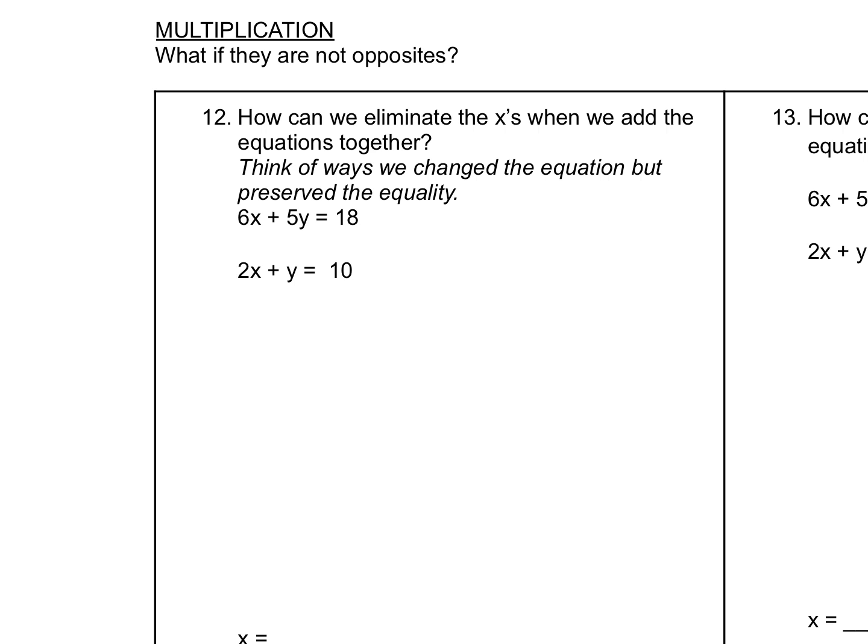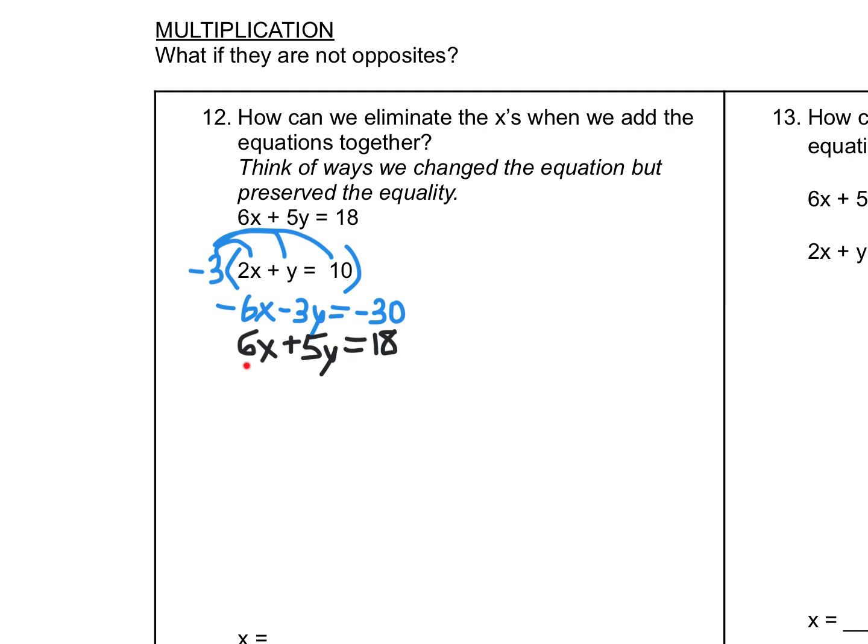So what do I need to multiply by in order to get negative 6x? 2x times what gives you negative 6x? Think of negative 6 divided by 2, which is negative 3. So we're going to multiply this entire equation by negative 3. When I distribute it, I get negative 6x minus 3y equals negative 30. I'm now going to add that to the top equation, 6x plus 5y equals 18.